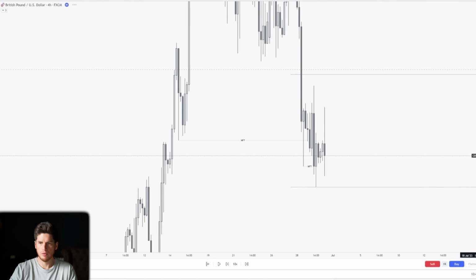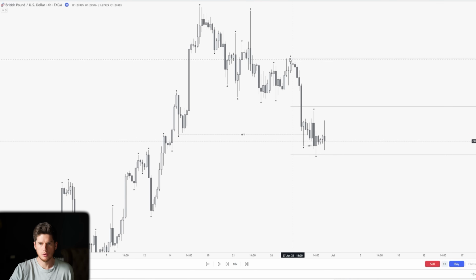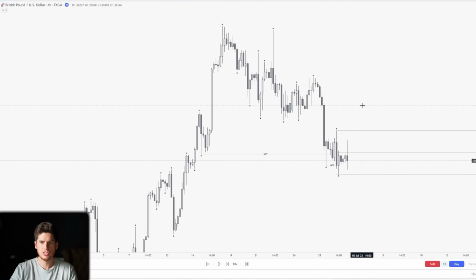Let's jump back to the 4-hour as well. Yes, we can also see we've had a new 4-hour fractal range high appear. So this is now our 4-hour range.